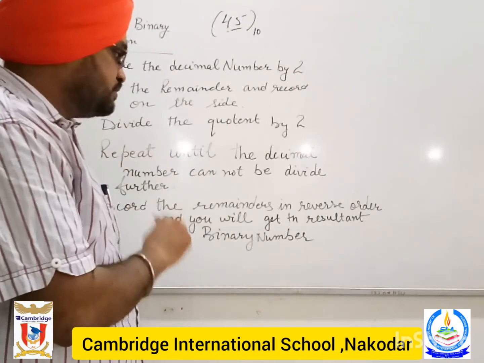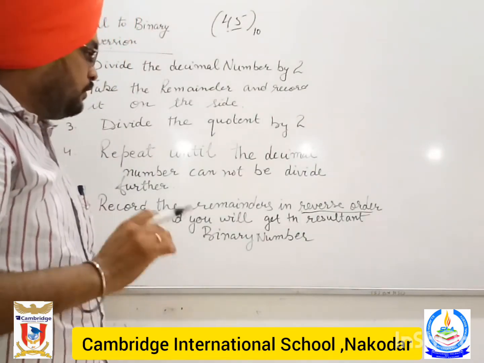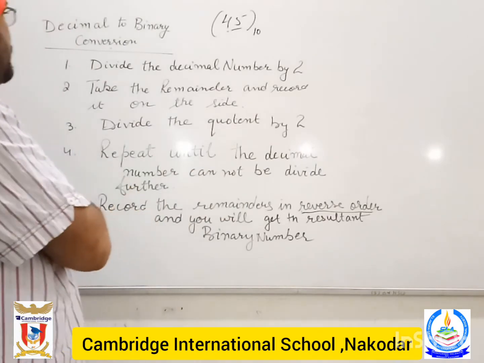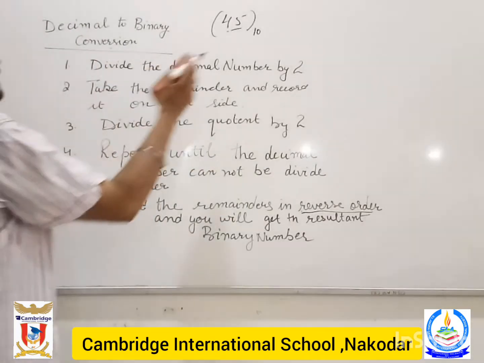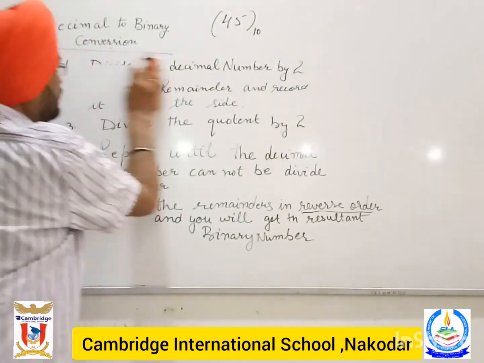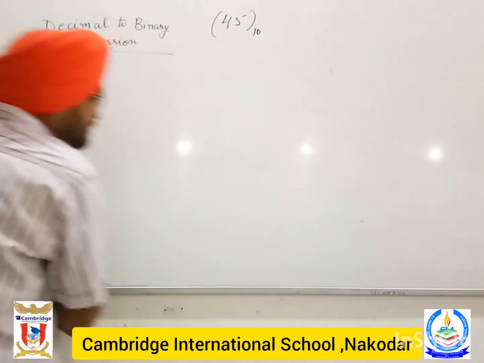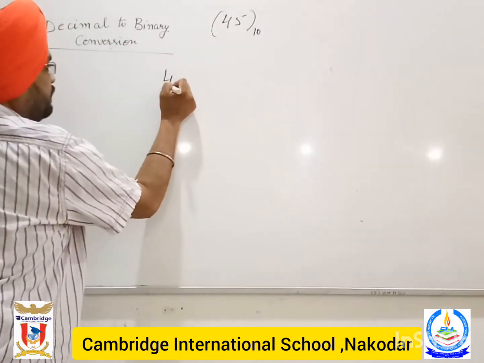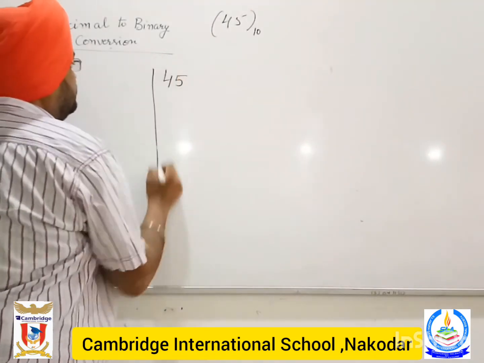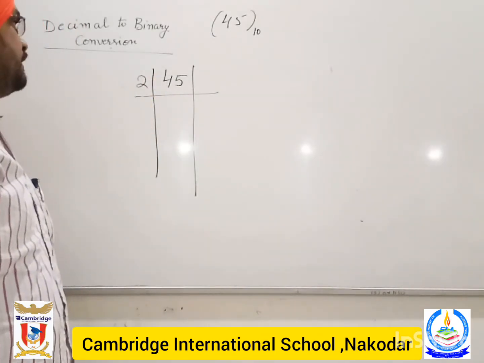So here the most important part is reverse order. You have to record the remainders in reverse order, not from top. Okay, I repeat. We will do the practical of this one. We will convert 45 into its binary equivalent. So let's start. What were the steps? Here is the 45. You can divide it like this in this section by 2. So divide it by 2.